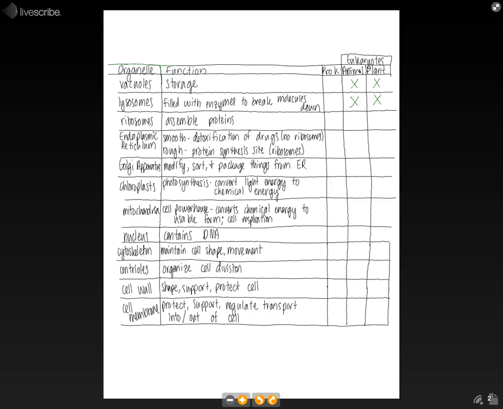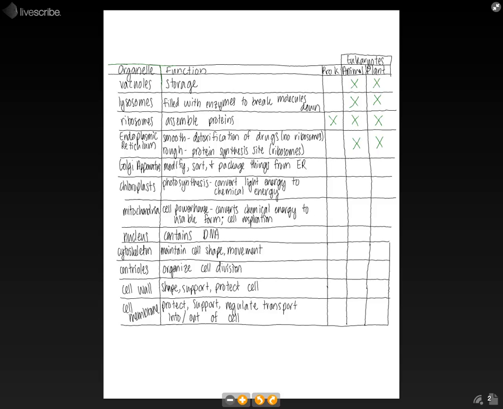And then the ribosomes is where all of our proteins are assembled, and so both prokaryotes and eukaryotes have ribosomes. And then the endoplasmic reticulum, we have two different types. We have the smooth, whose main function is the detoxification of drugs, and it's smooth because it has no ribosomes present. This, along with the rough, is only present in animals and plants. Our prokaryotes don't have an endoplasmic reticulum. And then the rough endoplasmic reticulum is our site of protein synthesis, and it's called rough because it has the ribosomes on its surface. So those are the two types of that.